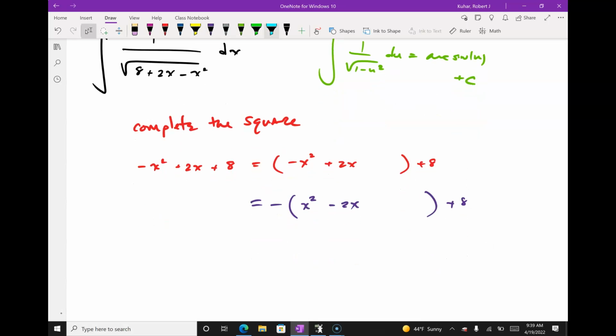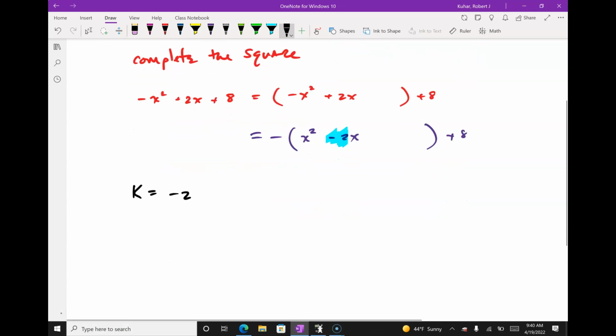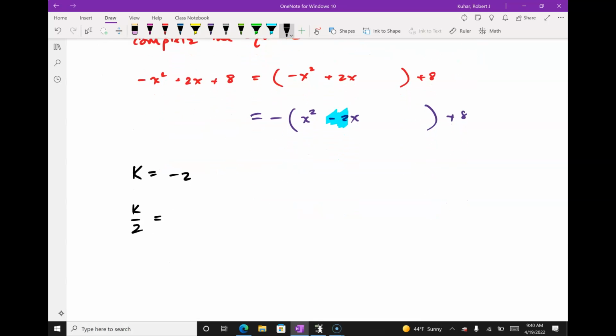Now, inside I see k. So k is negative 2. The coefficient of x, once I get the leading coefficient of x squared to be positive 1. Now k over 2 is negative 1. And k over 2 quantity squared is negative 1 squared, which is 1. This is the process every time when I complete the square. Unless you have a different process, and that's fine with me.